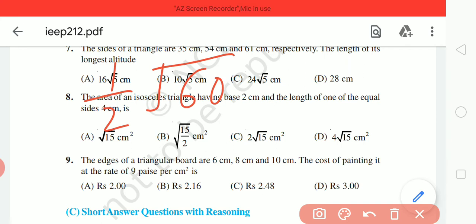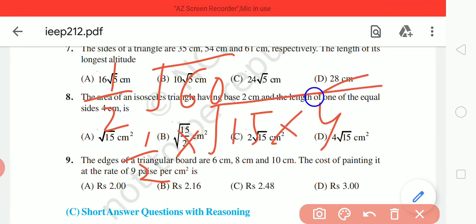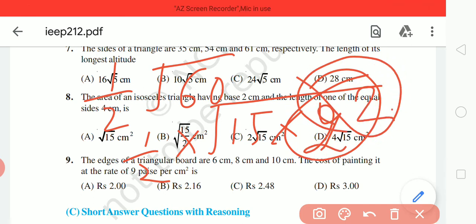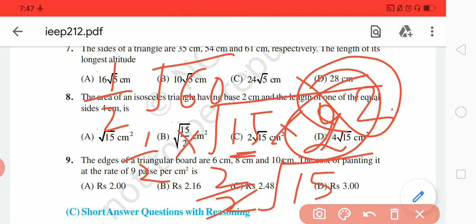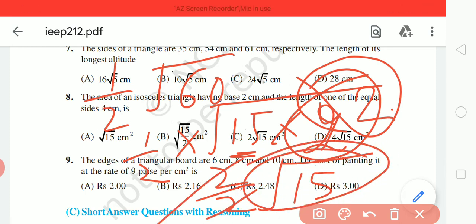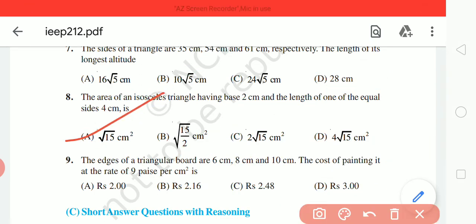So 60 can be factorized here. Write 15 4s is 60, 1 by 2 into 15 4s is 60, and you know that 4 is the square of 2. So 4 can also be written as 2 square, and the square root will cancel out, and 15 will remain under the root. So 2 will come out, and 2 was in the denominator, and root 15 will be inside the root. So root 15 is the answer. So this is A option, right? So this is option A.